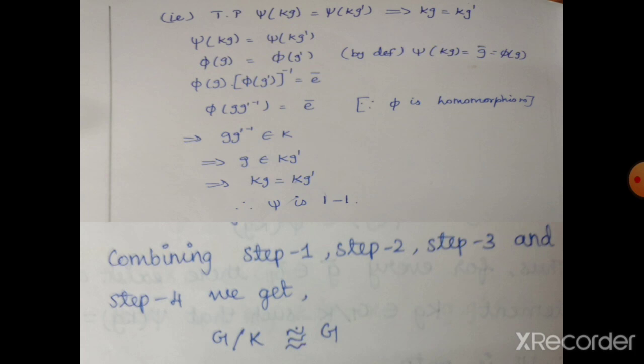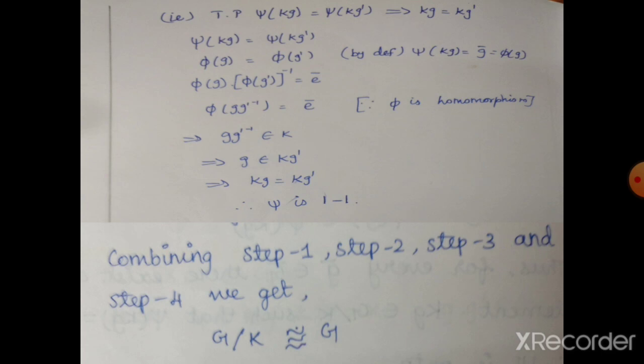Finally, combining step 1, step 2, step 3 and step 4, we get g by k is isomorphic to g bar. To show that g by k is isomorphic to g bar, we have to define a mapping psi from g by k to g. Sorry, that will be g bar. Kindly change that. To show that g by k is isomorphic to g bar we have to prove 4 steps. The step 1 is psi is well defined, psi is a homomorphism, psi is 1 to 1.